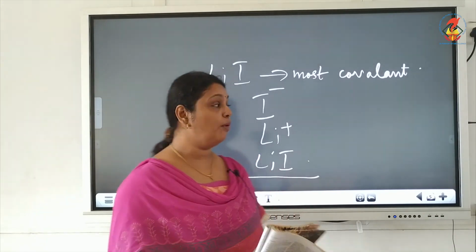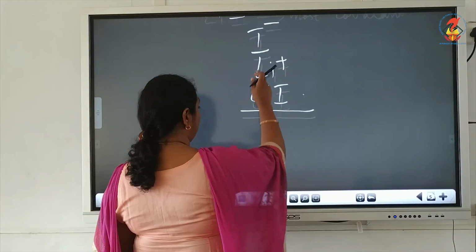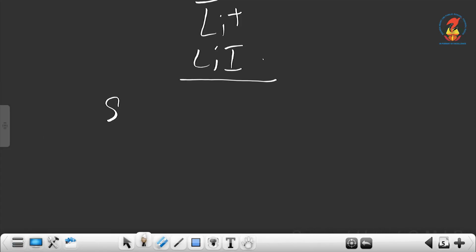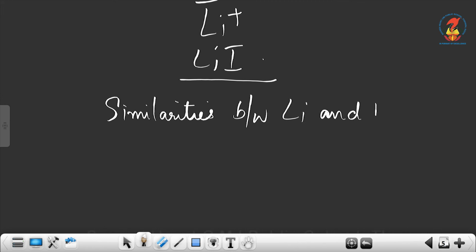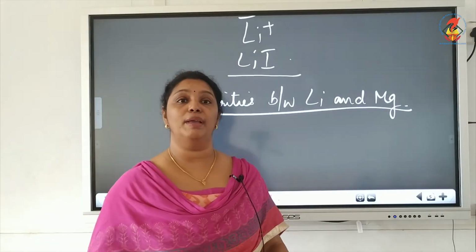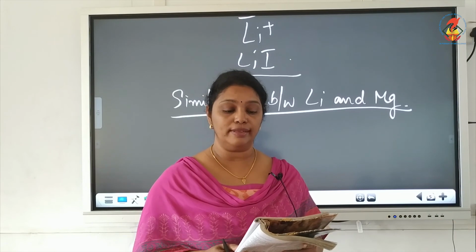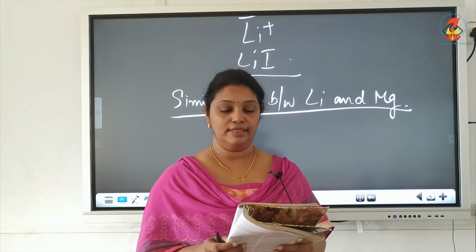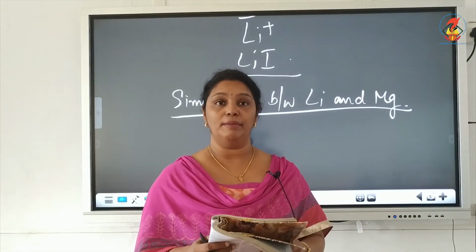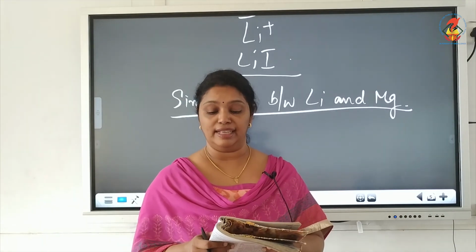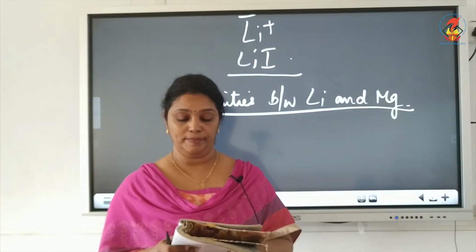Now the next question, that is the last question, is the points of similarities between lithium and magnesium. So what are the points of similarities between lithium and magnesium? Lithium and magnesium show diagonal relationship. So the properties exhibited by lithium and magnesium will be the same. Now what are the similarities? The first one is both lithium and magnesium are harder and lighter than other elements in the respective group.